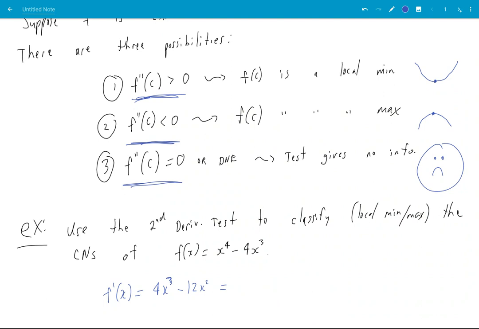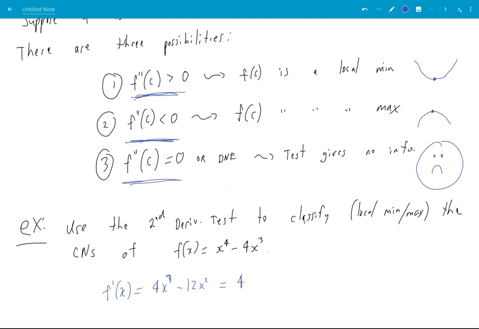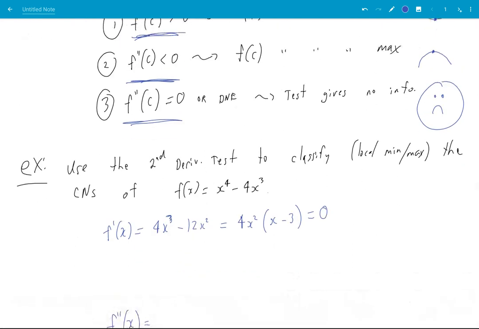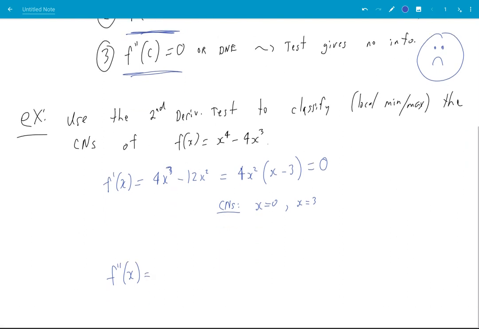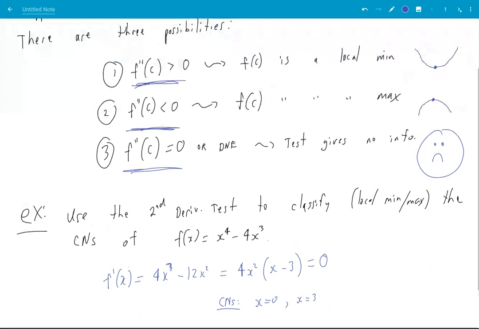Okay, so I take a derivative, 4x cubed minus 12x squared. The greatest common factor is 4x squared, which can come out, leaving x minus 3. So if that's equal to 0, in order to find critical numbers, then either x is 0 or x is 3. So these are my critical numbers, 0 and 3.